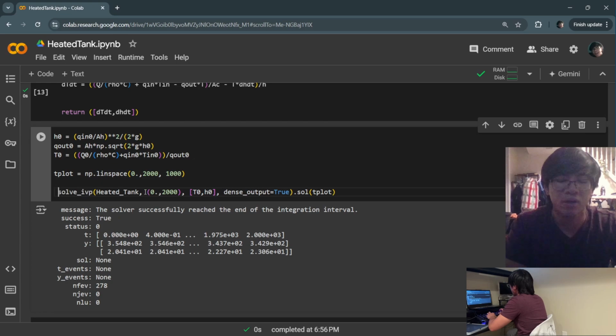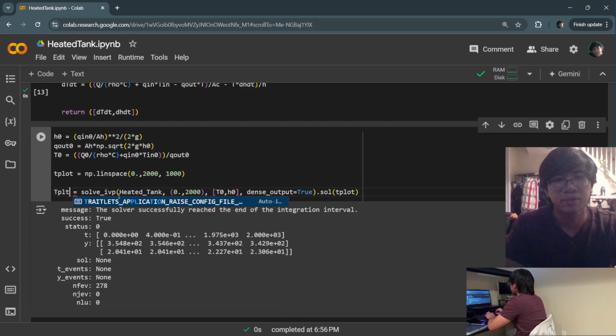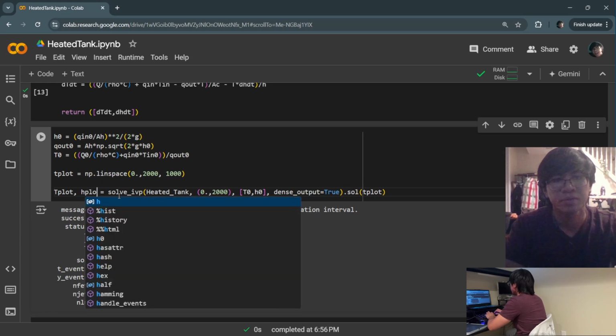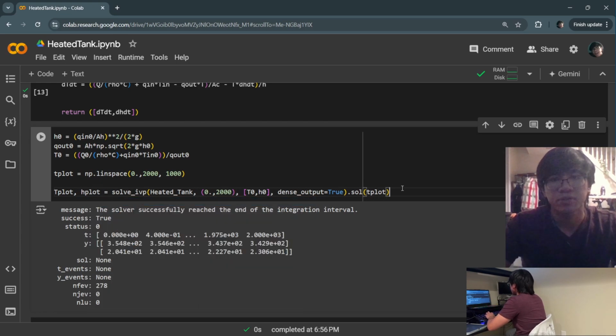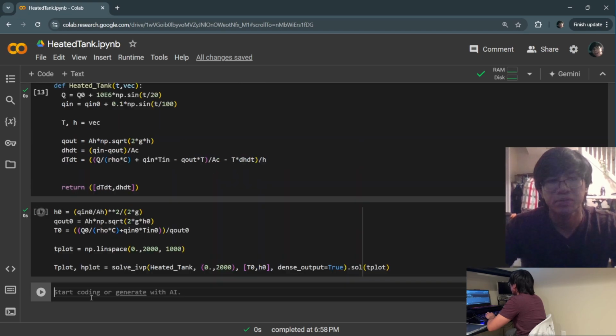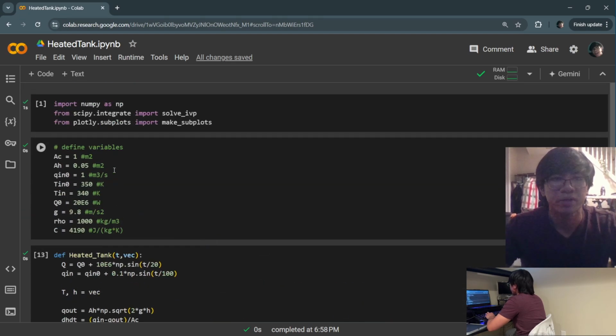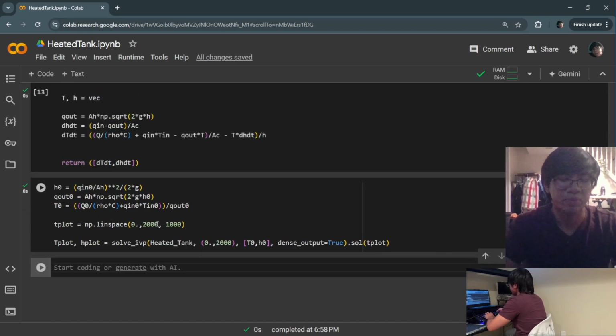So I'm going to go ahead and unpack our array. Since you see we get two different values from our result, we want to make this our temperature plot first, and then our height plot. So shift enter on that. Awesome. And now we can go ahead and use our subplots, like what we were doing before.